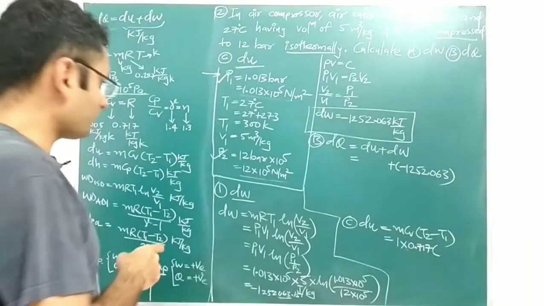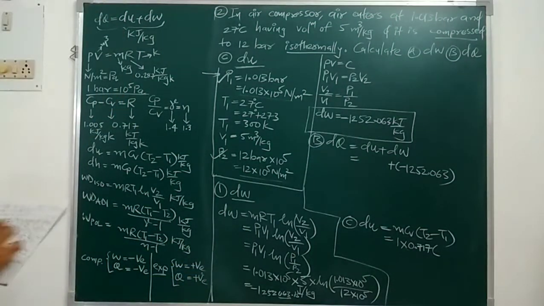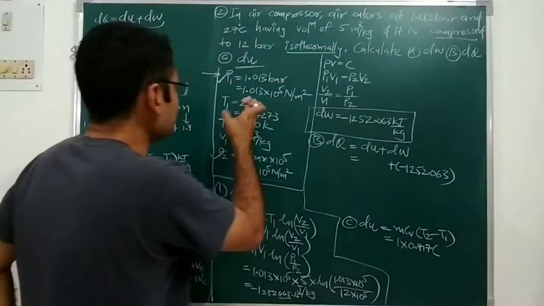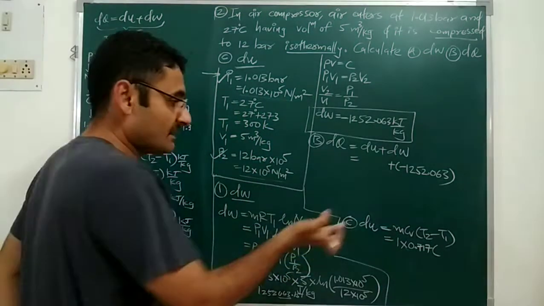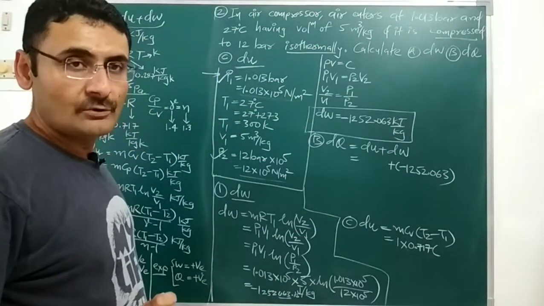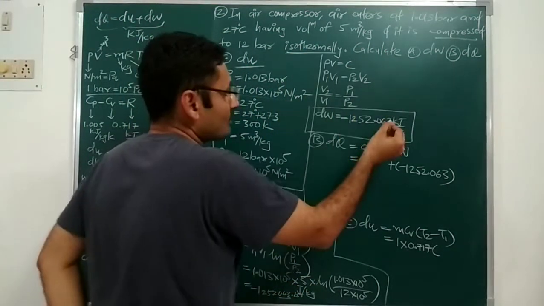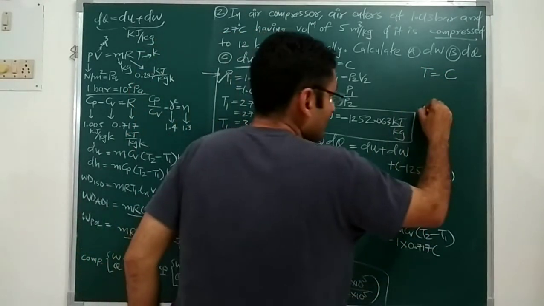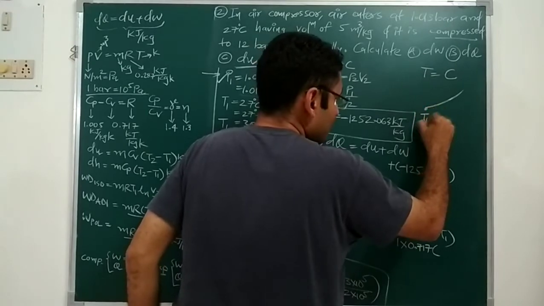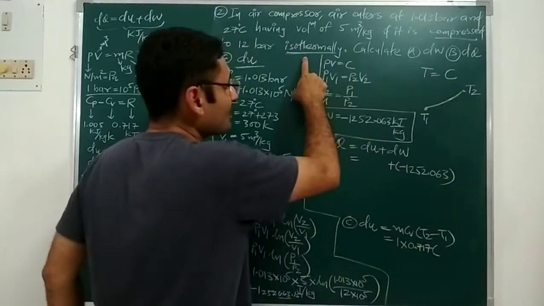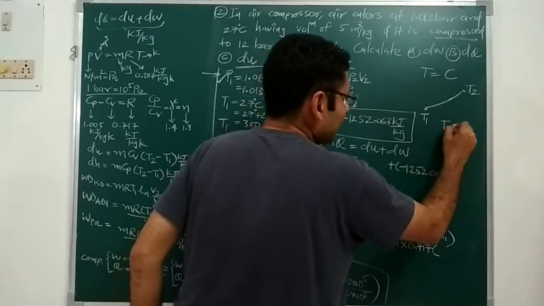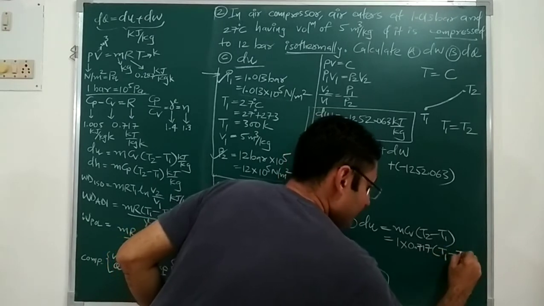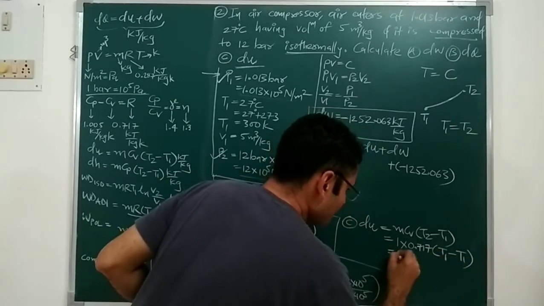T2 is also not given. So how will you calculate T2? Any idea? Because T1 is given, T1 is 300 Kelvin. Then how do you find T2? No need to find T2. Why? Because which process is it? Isothermal process. And in isothermal process, temperature is constant. Supposing this type of process is there, over here temperature is T1, over here temperature is T2. For isothermal process, temperature is constant. That means T1 is equal to T2. So over here, instead of T2, you can write T1, because T2 is equal to T1.